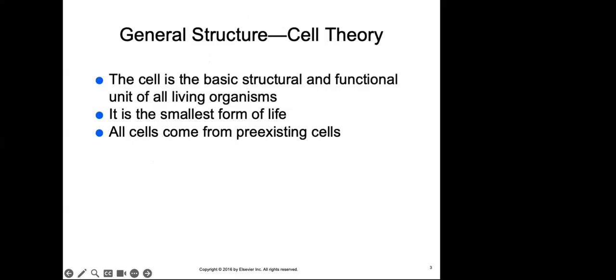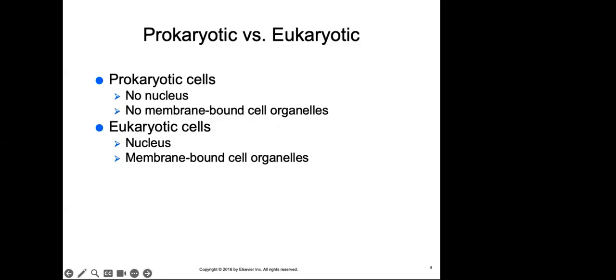So the cell is the structural and functional unit of all living organisms. Leeuwenhoek gave us that, right? It's the smallest living unit, okay? And we know that all cells come from pre-existing cells, okay? And that was the start in the formation of modern cell biology, okay? Prokaryotic cells don't have a nucleus. They have no membrane-bound organelles. Eukaryotic cells contain a nucleus and contain membrane-bound organelles as well.